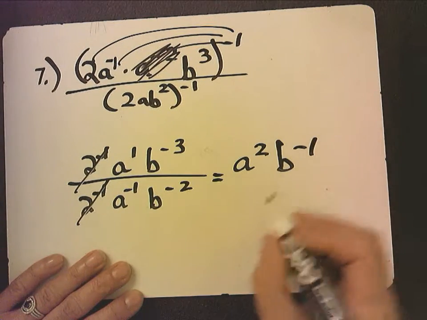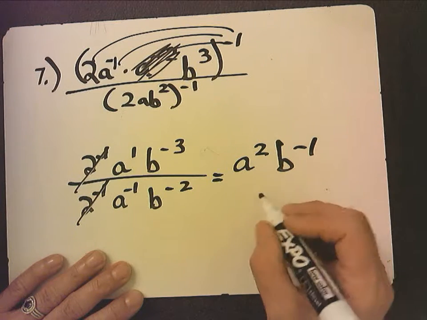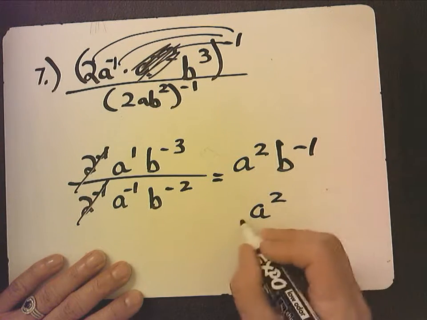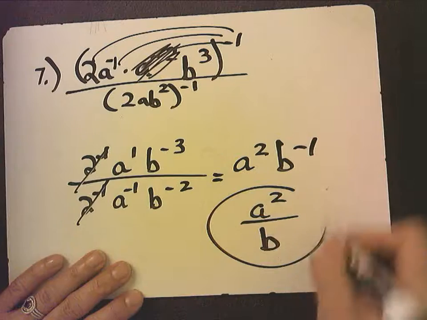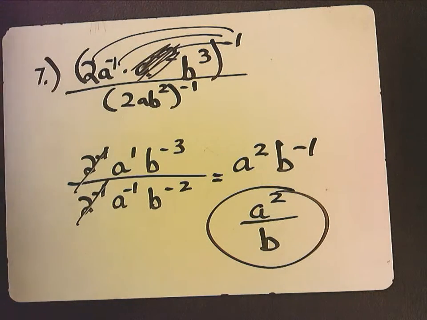But I can't stop there because it's not simplified if there's a negative exponent. So then I have to move b to the -1 to the denominator, and that becomes a squared over b.